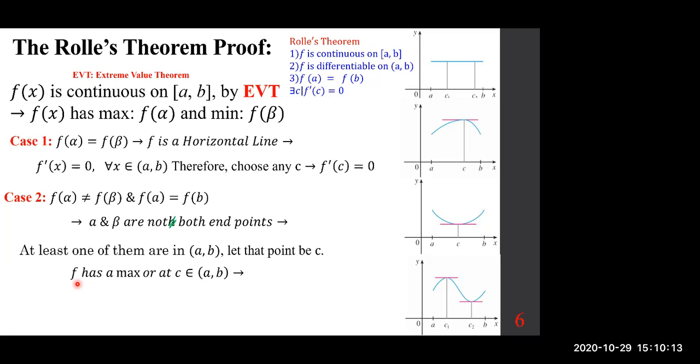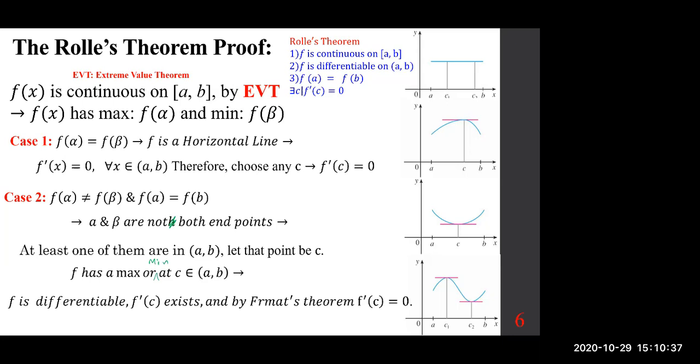Let's just write it here, class. F has a max or min at this point, and f is differentiable. We know that f is differentiable. How do we know that? Second criterion. So f prime of c therefore must exist according to this. And by Fermat's theorem, f prime must be 0. F prime must be 0 class. All right, so that's Rolle's theorem.